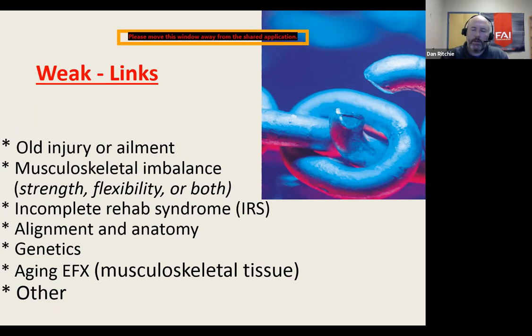We know there's alignment, anatomy issues. There's certainly different genetics. I mean, some people are more bow-legged than others. Some people are more knock-kneed. They got more valgus or varus stress on their joints. Some people, the genetics of their muscle tissue is different in the way they recover. There are some issues. We have to realize aging musculoskeletal tissue is not the same, right? An 80-year-old's musculoskeletal tissue does not respond the same as a 40-year-old's or a 20-year-old's or a 10-year-old's.